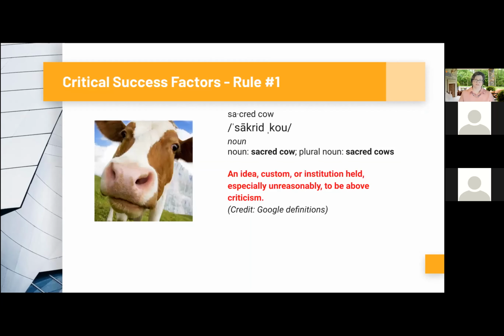So, critical success factors. Rule number 1, absolutely no sacred cows. There can be nothing off limits, no process, no person's 3-inch thick binder that they've been collecting since they started at the company 30 years ago. Nothing can be off limits. Everything has to be able to go under the microscope for you to rethink how you might do that differently.